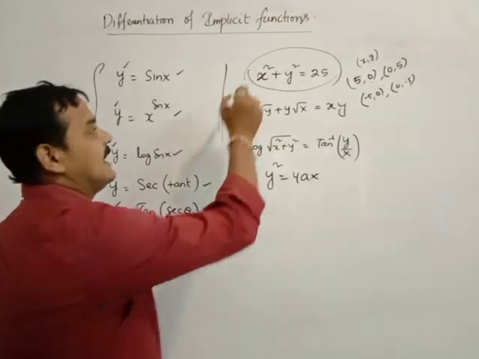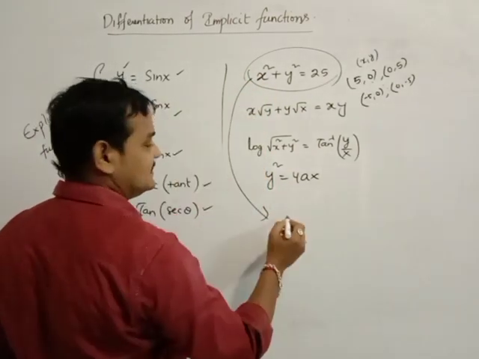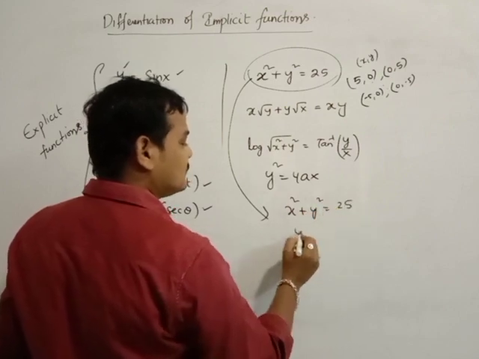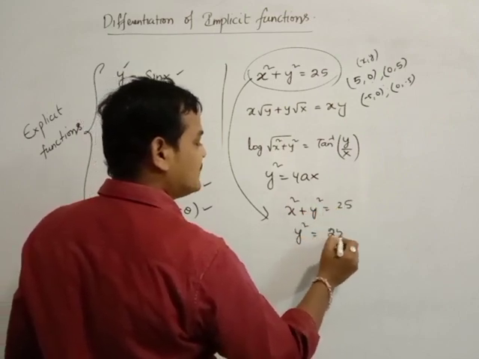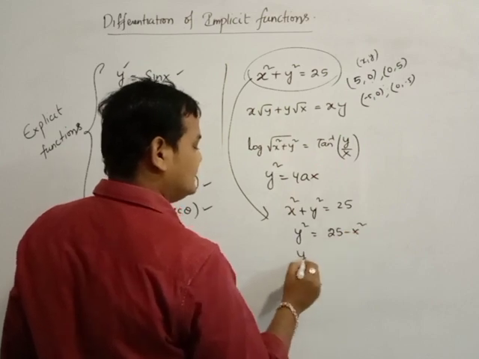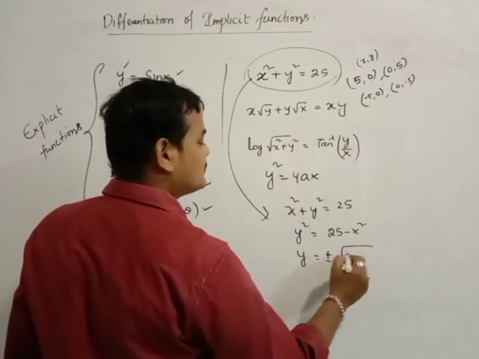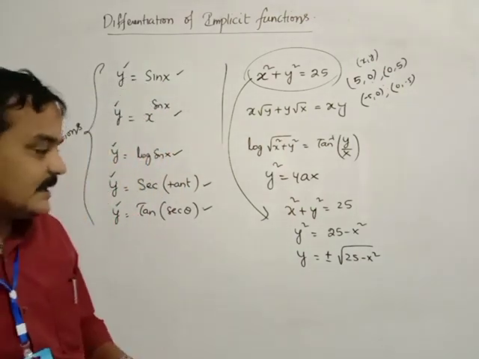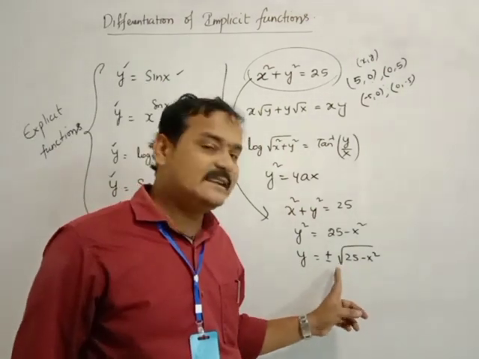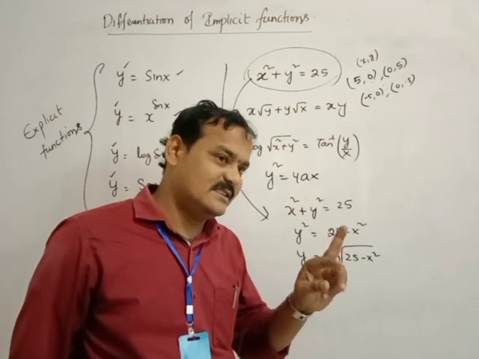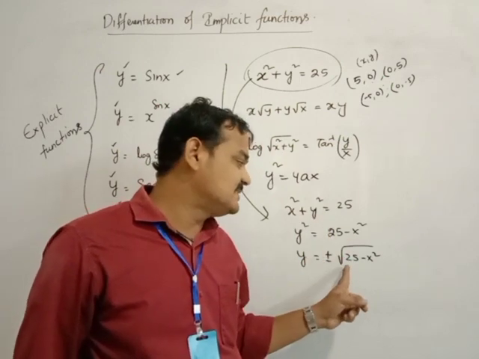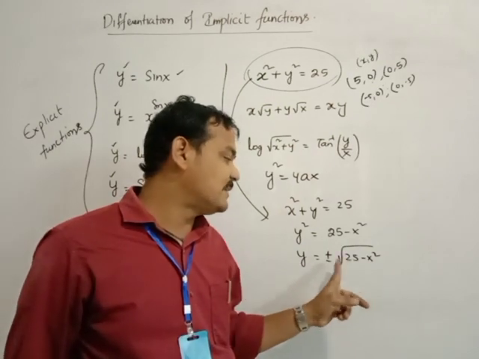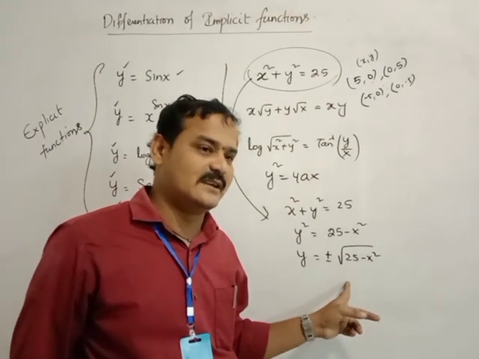Suppose, sir, I can convert it like this: x square plus y square is equal to 25. So y square is equal to 25 minus x square. So y is equal to plus or minus root over 25 minus x square. So here it gives two functions, not only one function. One function is plus root over 25 minus x square and another function is minus root over 25 minus x square.